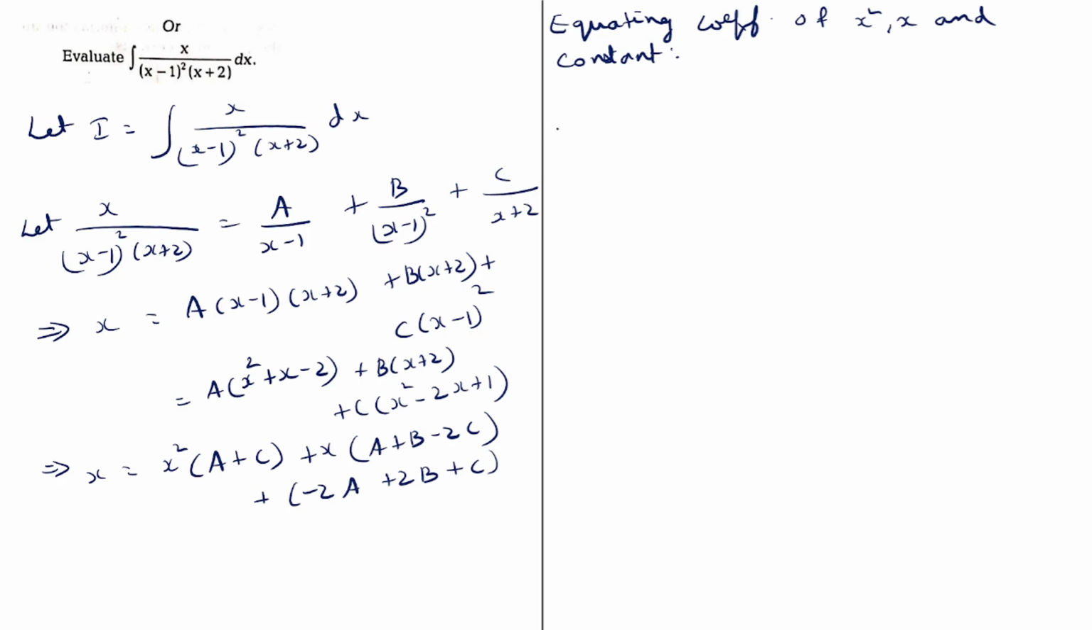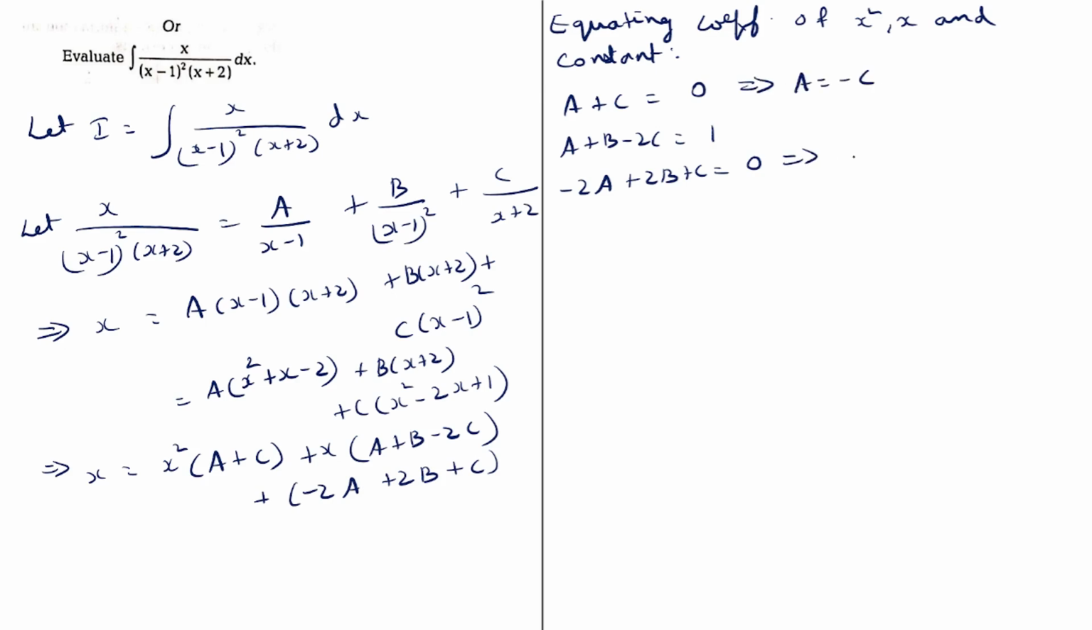So we will get a plus c equal to 0, then a plus b minus 2c equal to 1, then minus 2a plus 2b plus c equal to 0. Here we can see that the coefficient of x square on the left hand side is 0, so this is 0, and the constant term on the left hand side is also 0, so this is also 0. So from here we will get a equal to minus c.